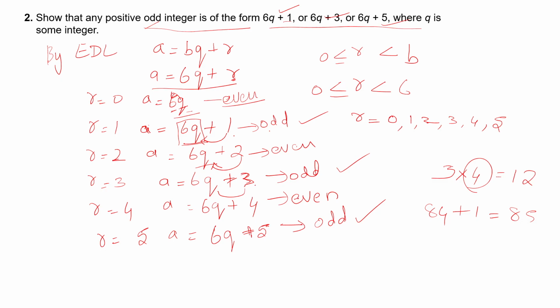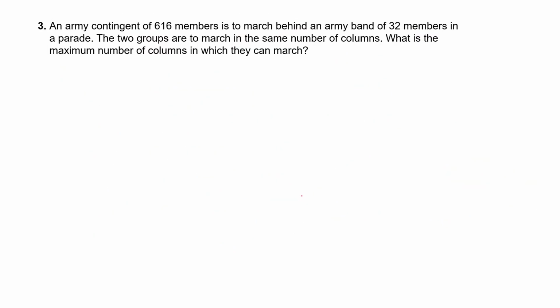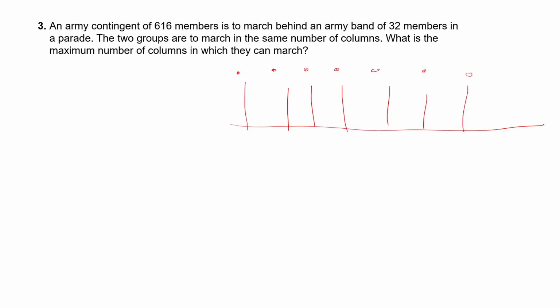Okay, done? So the next question is, an army contingent of 616 members is to march behind an army band of 32 members in a parade. You have seen the Republic Day parade, yes? If you have seen it, you can understand this question. There will be 32 members marching in the front and some members marching behind them. Of course, the columns will be the same. So we have to say how many maximum columns we require.